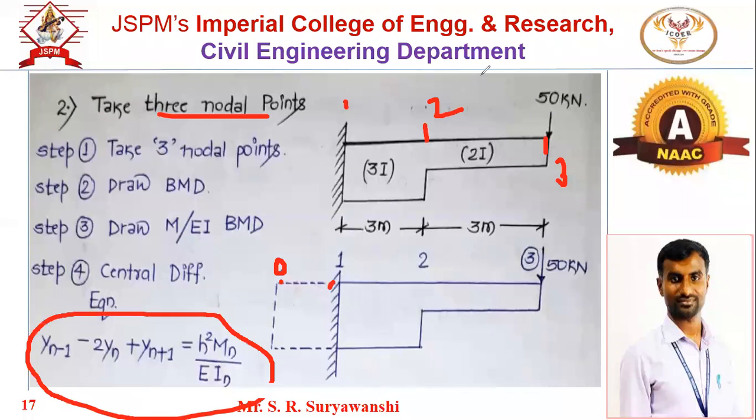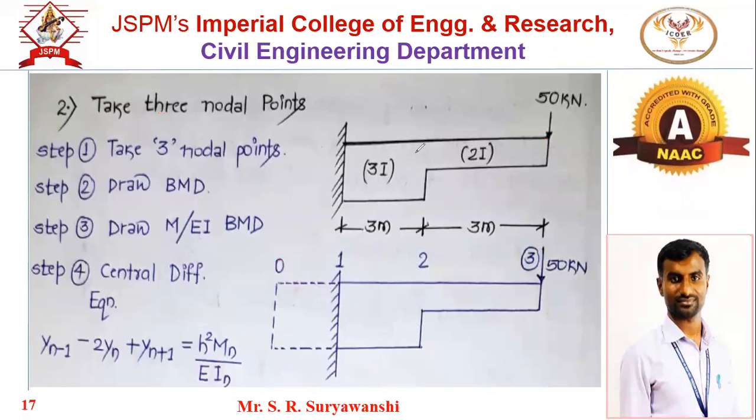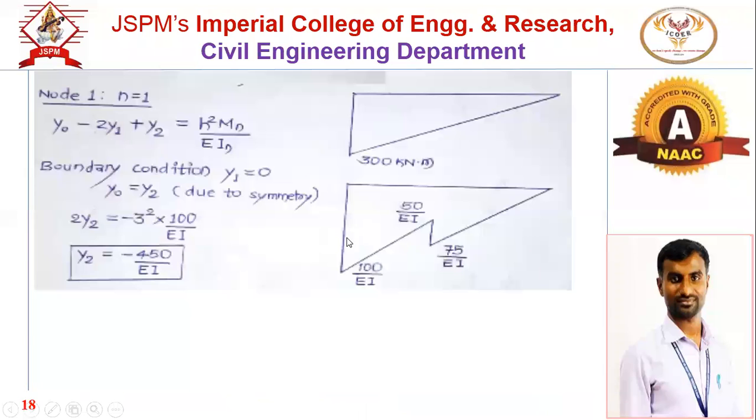Now, if there is a change in cross section, there are 2 approaches. As your EI value is different, you can draw the M by EI diagram or just draw the BMD. Just draw the BMD, so that I will explain. Now, this is the BMD and this is the M by EI diagram. So there are 2 approaches.